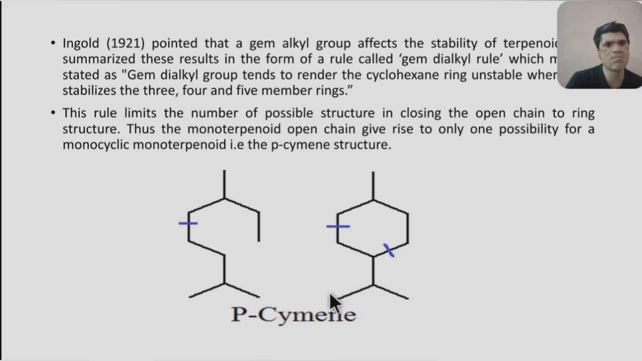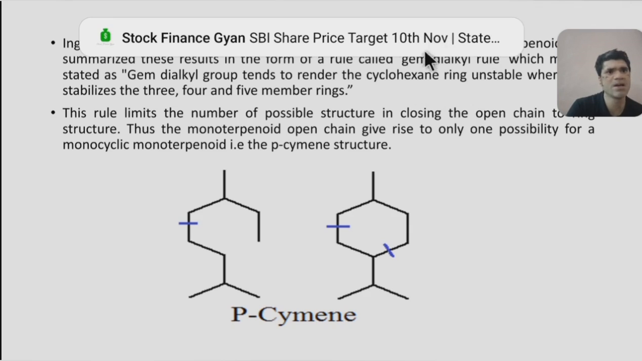So when this gem dimethyl group is attached to a 6 membered ring, the ring becomes unstable. That means it can easily break to give this form. And when this gem dialkyl group is attached to a 3 membered, 4 membered, or 5 membered ring, the ring gets stabilized. So that is about the stability of the ring, which is explained by the gem dialkyl rule.